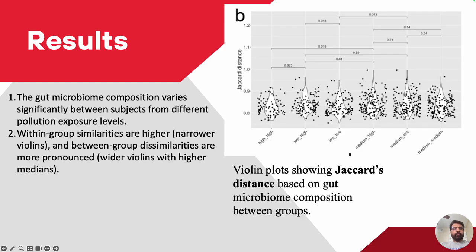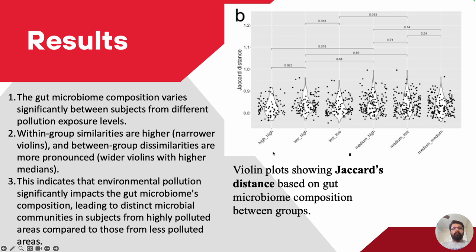The second thing that we're going to talk about is a violin plot. On the y-axis right here is the Jaccard distance based on the gut microbiome composition between the groups. So what you see here is the Jaccard distance means, which is on the y-axis here. That is the measure of dissimilarity between the sample sets.